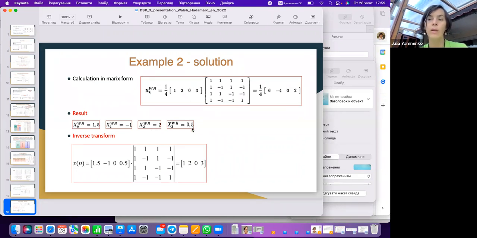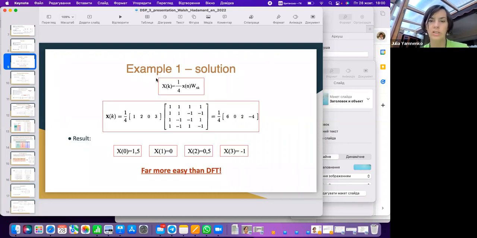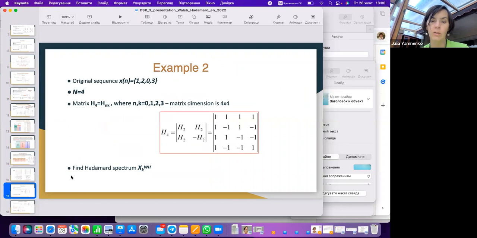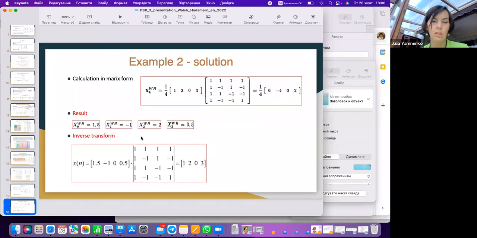And if you compare this with the result of example 1, when we calculated the Walsh spectrum, here is the example 1 solution, it's slide number 9. You can see that there are the same digits, but the order is different. For the Walsh method, we had 1.5, 0, 0.5, and minus 1. But in the Hadamard method, we now have another order, the same numbers, but in another order.